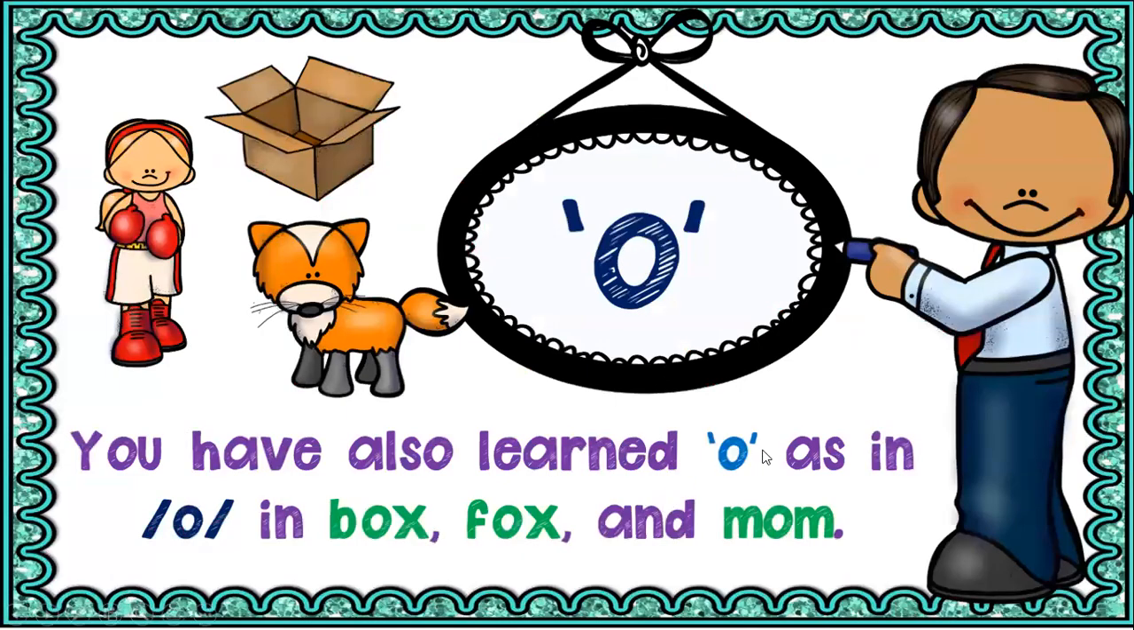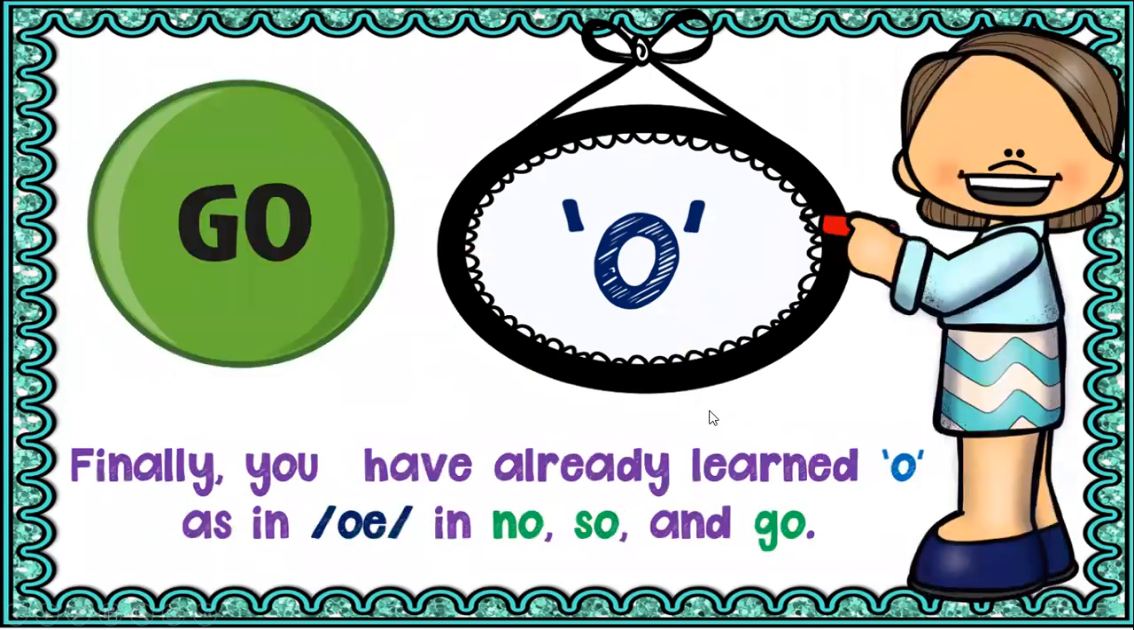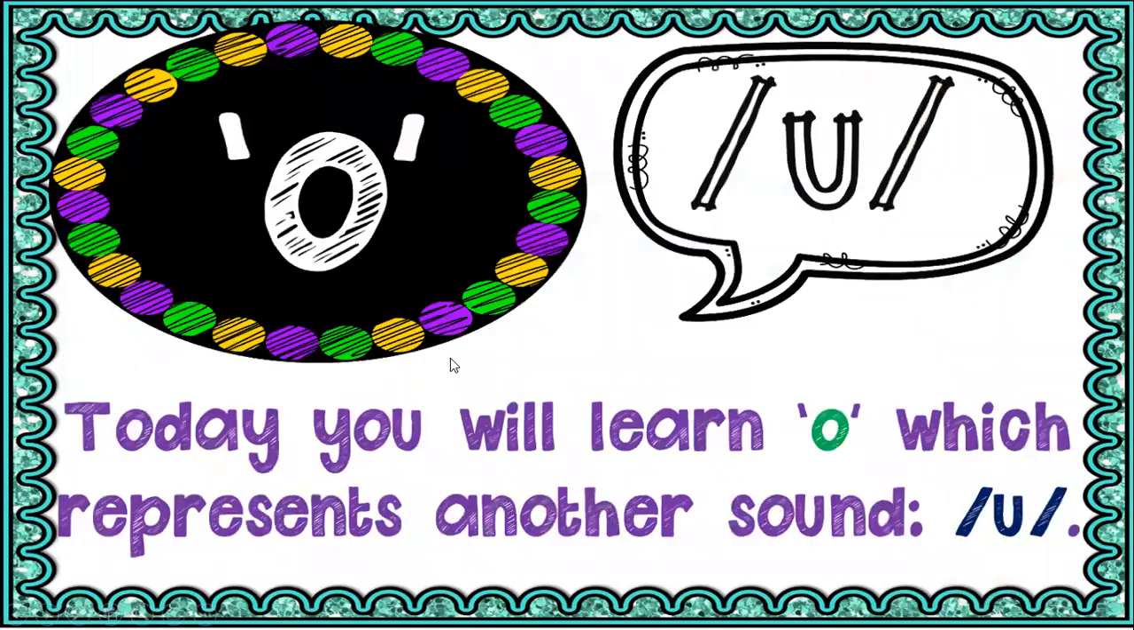Now you have also learned the O as in fox, box, and mom. So we really looked at that O, that short O sound. Now, finally, you have already learned O as in no, so, and go. So we've touched on the short O and the long O. Now today you will look at the O, which represents another sound.